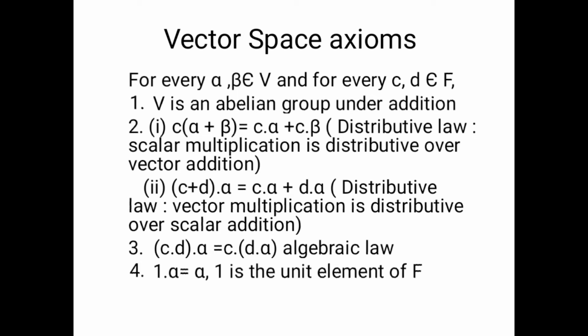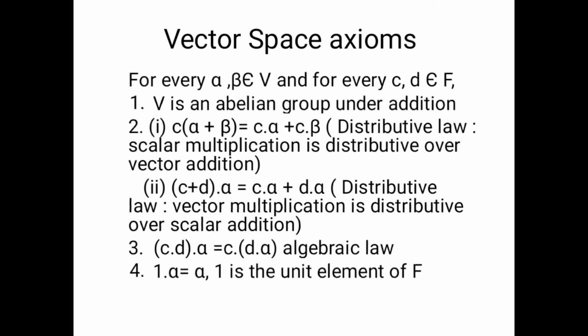And the next one is inverse. For every alpha contained in V, there must exist some minus alpha contained in V such that alpha plus minus alpha is equal to 0. And the last axiom is that addition must be commutative, that is alpha plus beta is equal to beta plus alpha. So the first one is V is an abelian group under addition. That means it must satisfy all these axioms: closure law, associative law, existence of identity, existence of inverse for every element of V, and addition must be commutative. Then only we can say that V is an abelian group under addition.